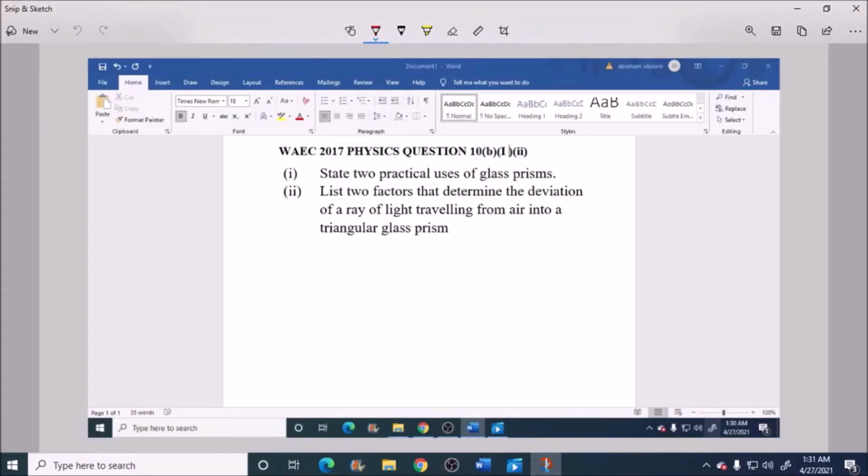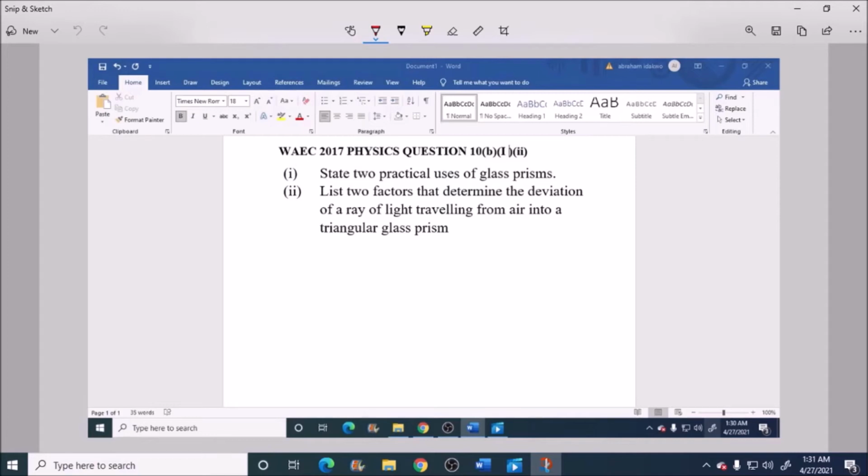Hello and welcome. Today I will be answering WAEC 2017 physics question number 10B, parts 1 and 2 in Roman figure. Question number 1 says, state 2 practical uses of glass prisms. Number 2, list 2 factors that determine the deviation of a ray of light traveling from air into a triangular glass prism.